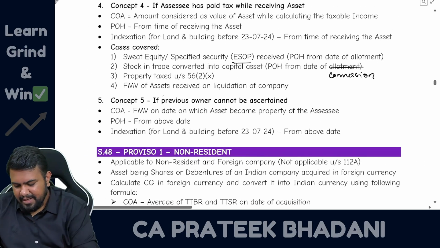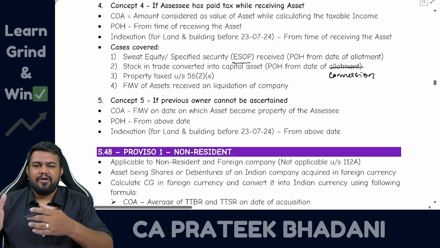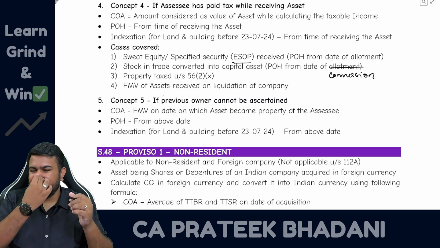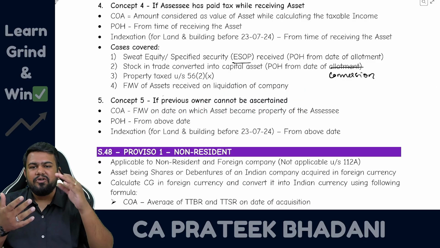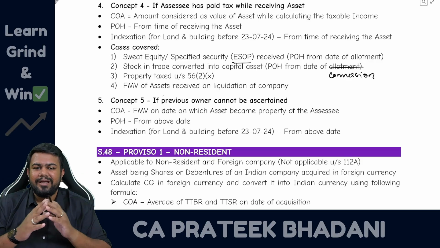Okay. Then next concept, if previous owner itself cannot be determined. So you have received from owner, but however previous owner value, what was the cost of previous owner, you don't know. When did the previous owner buy, that also you don't know. In that case, what to do?